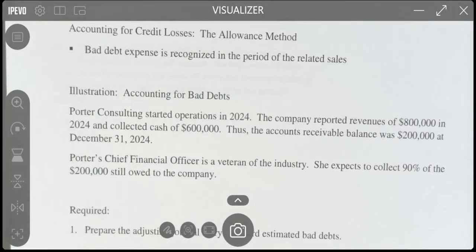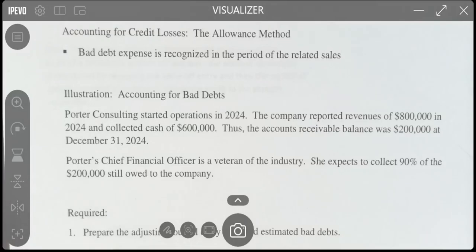All right. So Porter Consulting started operations in the year 2024. In that year, the company reported revenues of $800,000 and then collected cash on those revenues totaling $600,000. So at the end of the year, an accounts receivable balance of $200,000 remained. So we need to account for what percentage of those amounts that haven't been received yet will actually not be received.